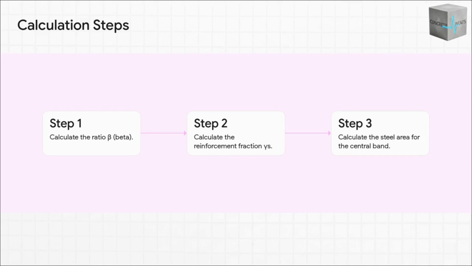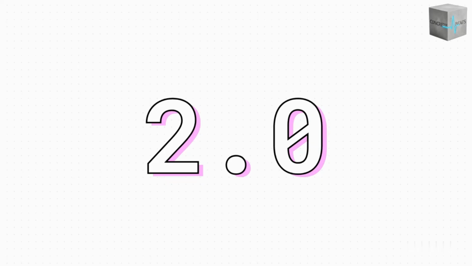The whole calculation is just 3 simple steps. First up, we need to figure out that geometry ratio, beta. All right, step 1, calculate beta. We take the long side, 4 meters, and divide it by the short side, 2 meters. That gives us a nice, clean beta value of exactly 2.0. All this tells us is that our footing is twice as long as it is wide.